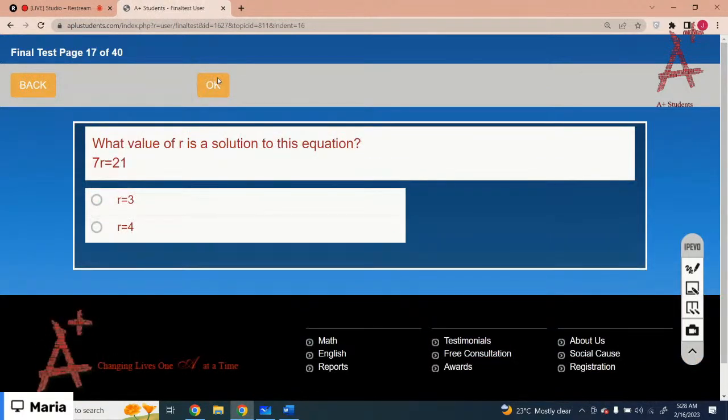The next one is what value of r is the solution of this equation? You have to divide both sides by 7. So 7 times 3 is 21. r equals 3.